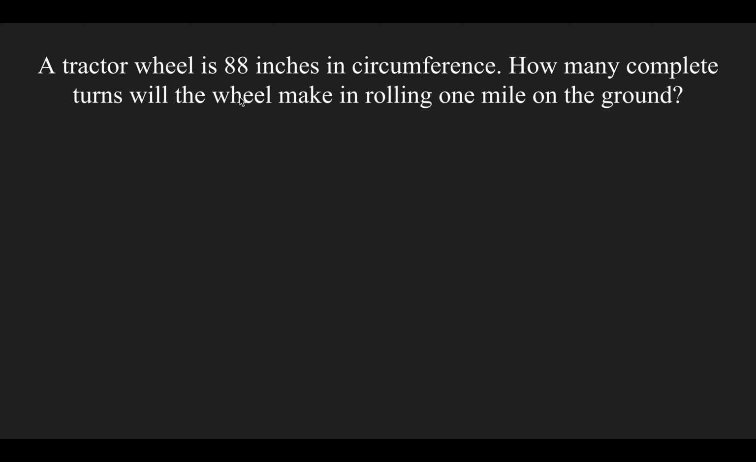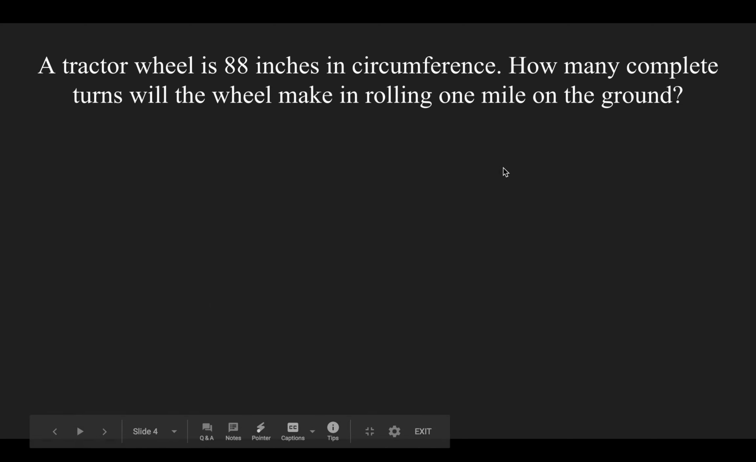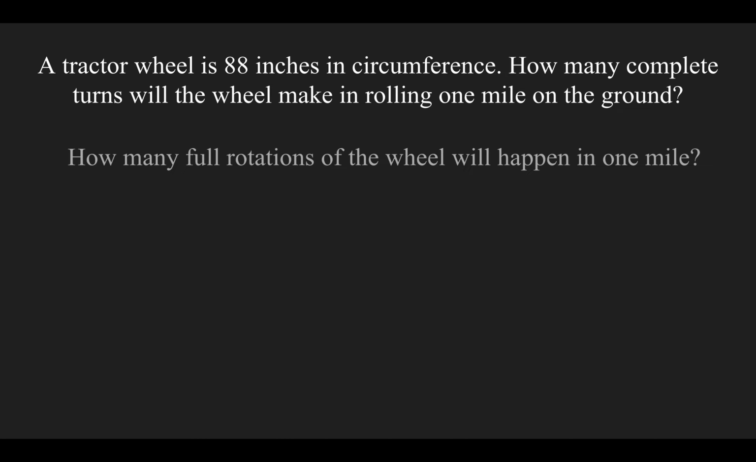Next one. A tractor wheel is 88 inches in circumference. That means around the wheel. How many complete turns will the wheel make in rolling a mile on the ground? So what's it asking? How many full rotations of the wheel will happen in 1 mile? Easy. That's what it wants to know.